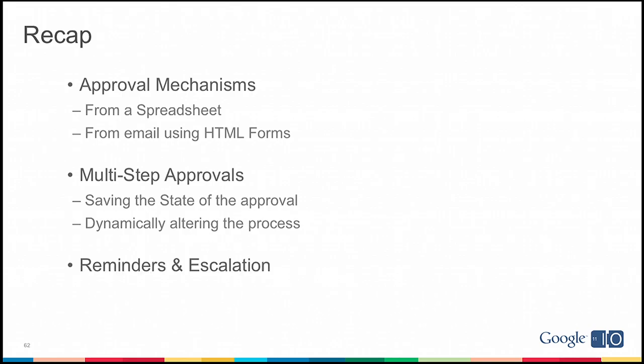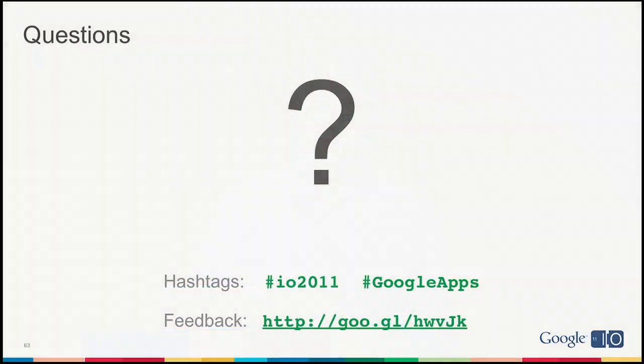And then we talked about the additional features that are going to be essential: reminders, escalation, and figuring out how to navigate your org's hierarchy from script and from the cloud. All right, so that's what we have today. Maybe we'll hold it there for questions.